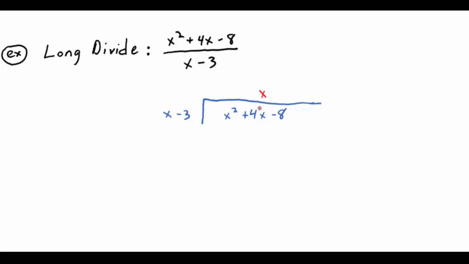And then this is really long division. It's just like the algorithm you use for numbers. So you're going to take that x and distribute it to the divisor, which is x minus 3. What do you get when you take x times x minus 3?